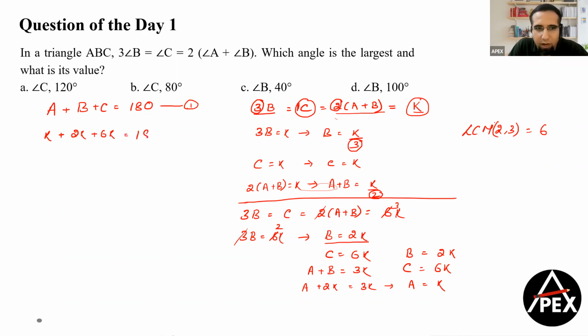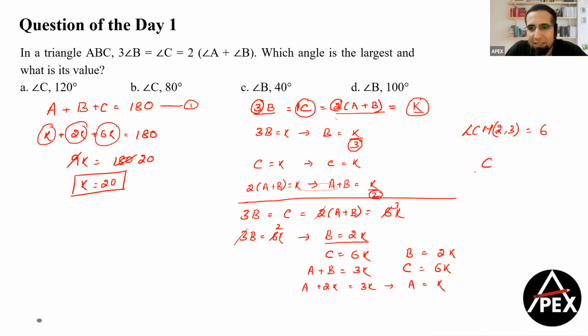Now if I replace these values here, angle A is K, angle B is 2K, and angle C is 6K. Now this is equal to 180 degrees. So if I add them, I get 9K is equal to 180 degrees, or we get the value of K is equal to 20. So if K is equal to 20, our job is to calculate the value of C, right? Because by default, we can see that if A is equal to K, B is equal to 2K, and C is equal to 6K, we know that C is the largest angle. And therefore, the question is asking you what is the value of C as well, right?